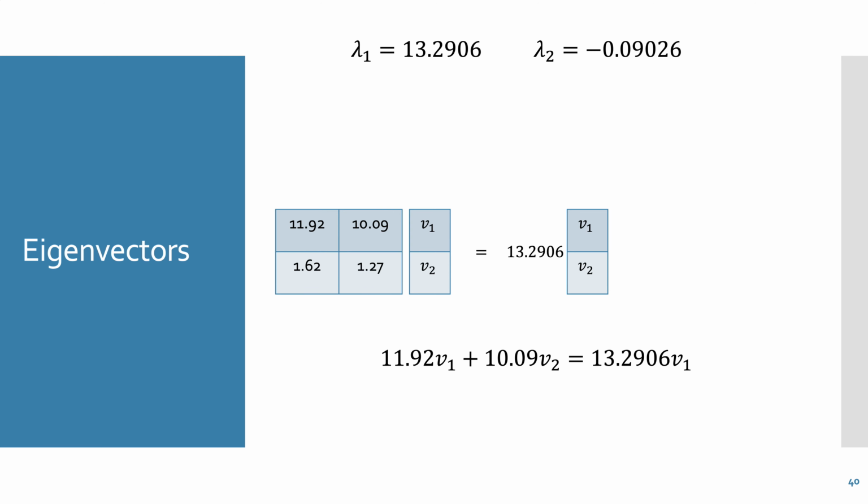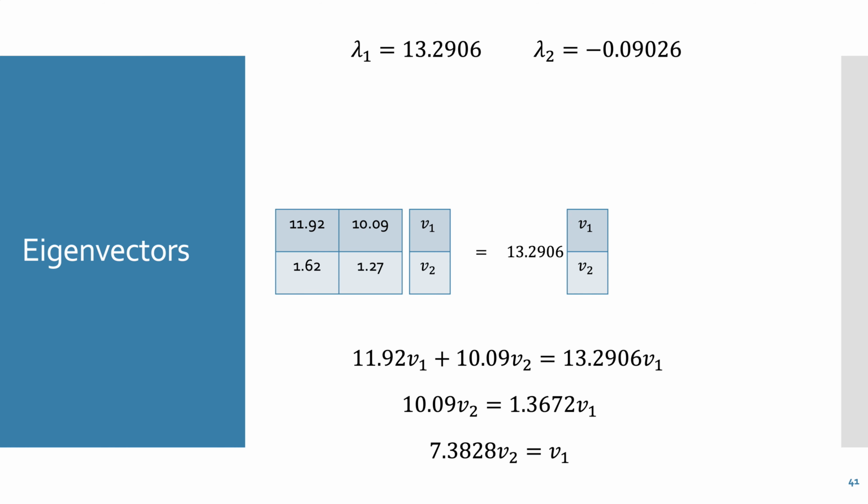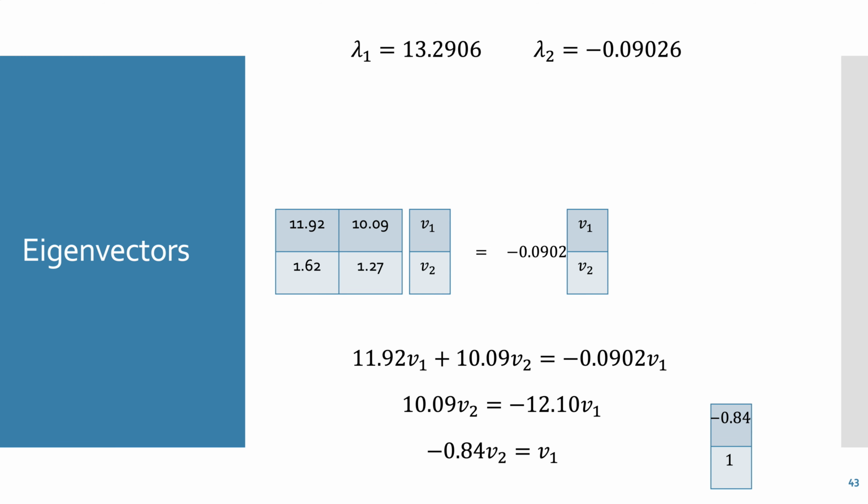We start with the first, largest eigenvector. We reduce the equation and we find that V1 is 7.31. Repeating this process to find the second eigenvector, we get V2 equals negative 0.841.